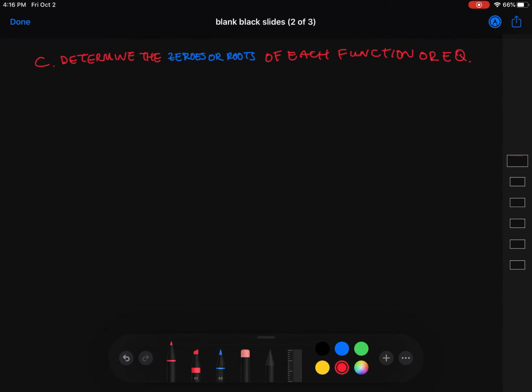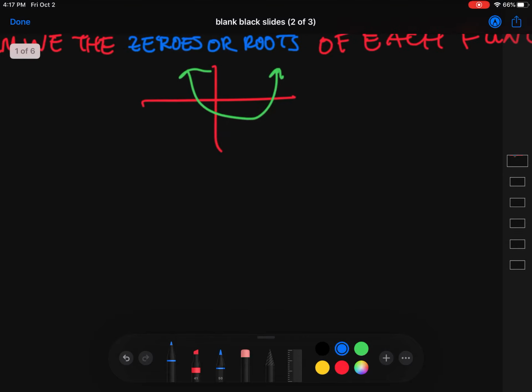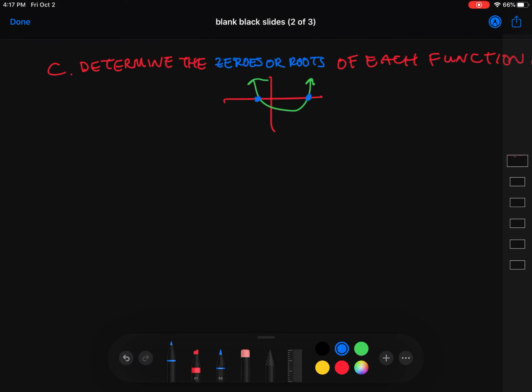Problem here. Determine the zeros or roots of each function or equation. Remember that the roots or the zeros are places where they cross the x-axis right here. All right, let's go ahead and do question number C1. F of x equals x squared plus 3x minus 5.